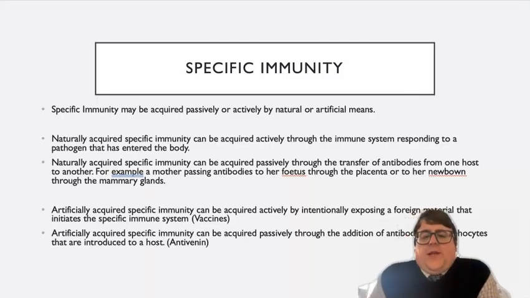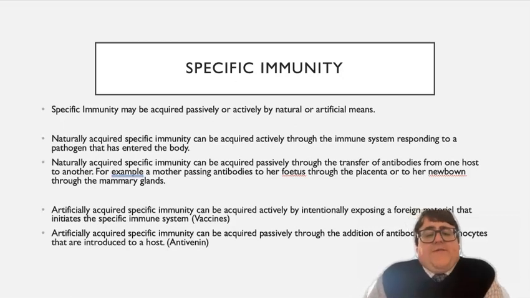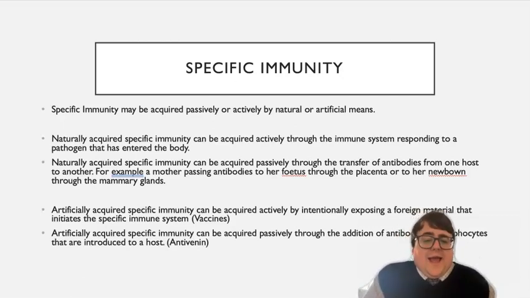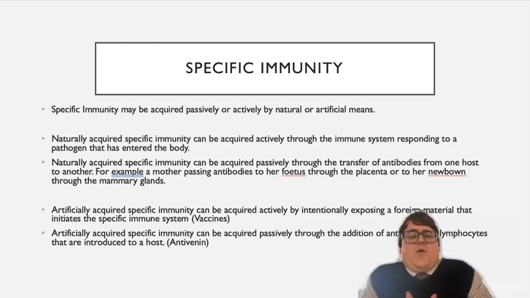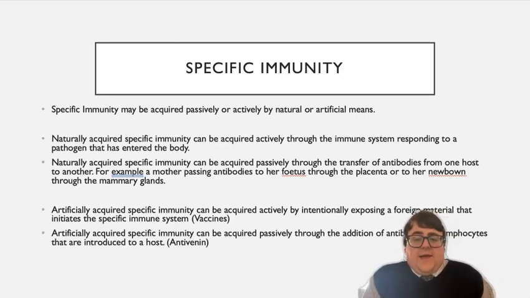Now specific immunity is part of your immune system that can be acquired either passively or actively, and either naturally or artificially. Now we'll go through some examples of that so they understand what that means. So for example, if I was to get specific immunity naturally and actively, I would be acquiring immunity through actually my immune system responding to a pathogen entering my body, making me sick, and my immune system fights off that infection and learns how to fight and remembers that essentially that pathogen so it can fight it in future.